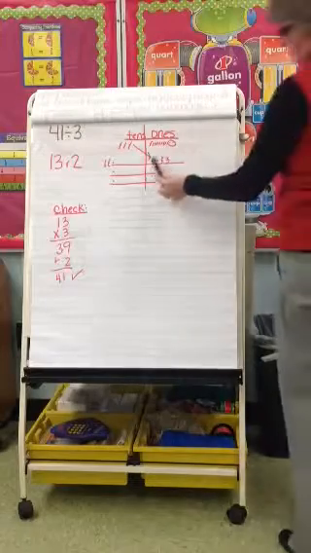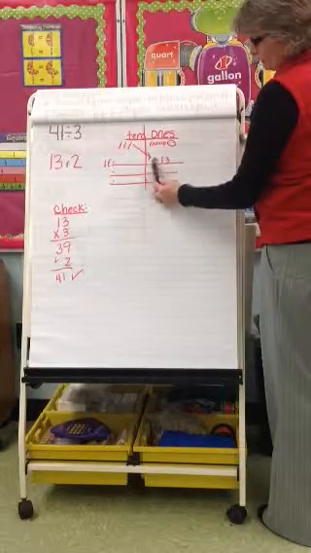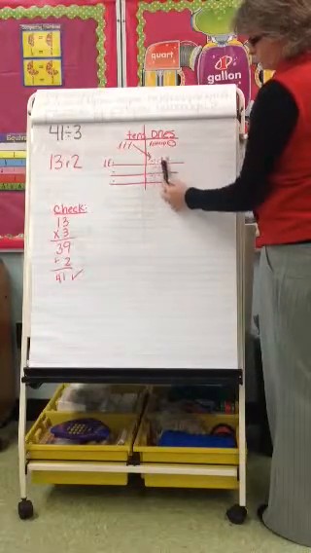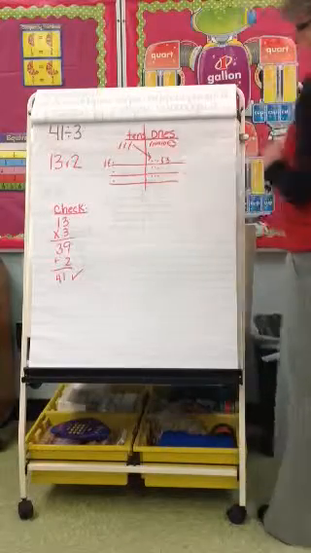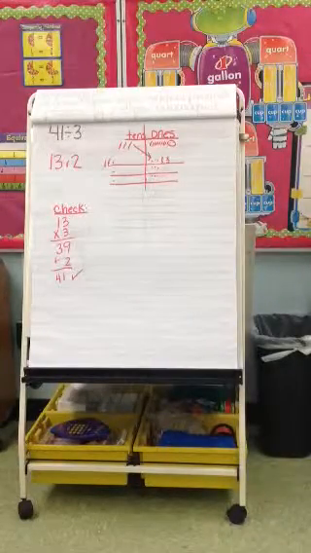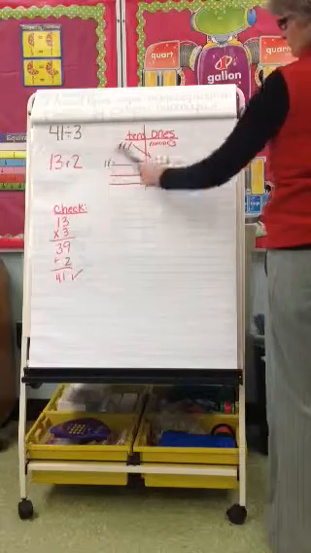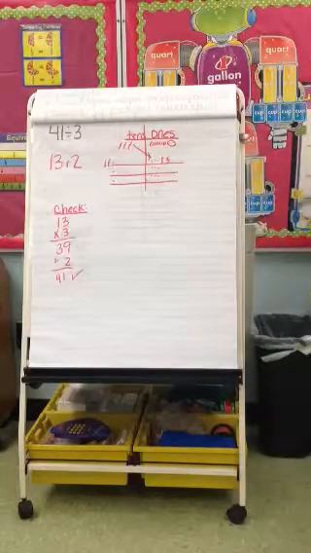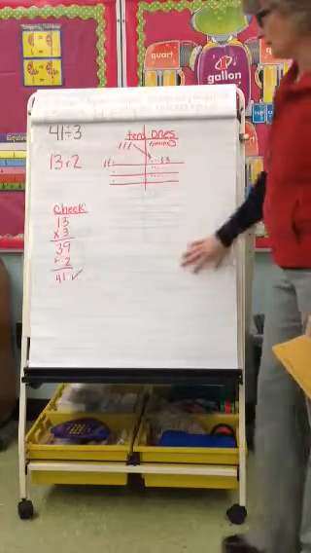So I went through and I put them into their groups. I was able to get 3 in each group. I had 2 left over. I couldn't make one more group. So I have 1 ten and 3 ones. 13, remainder 2.